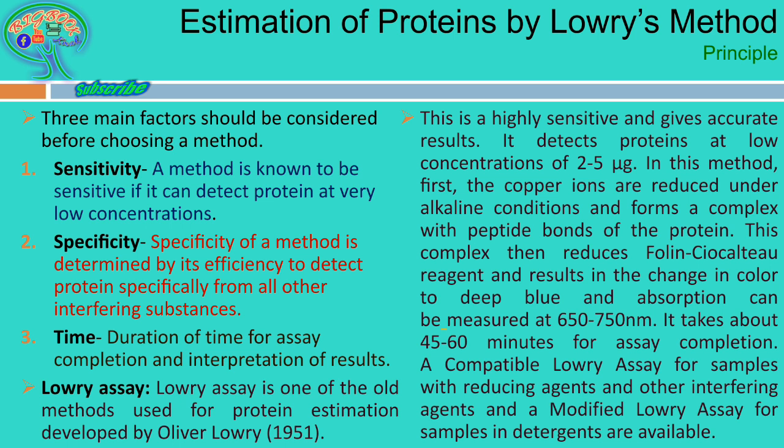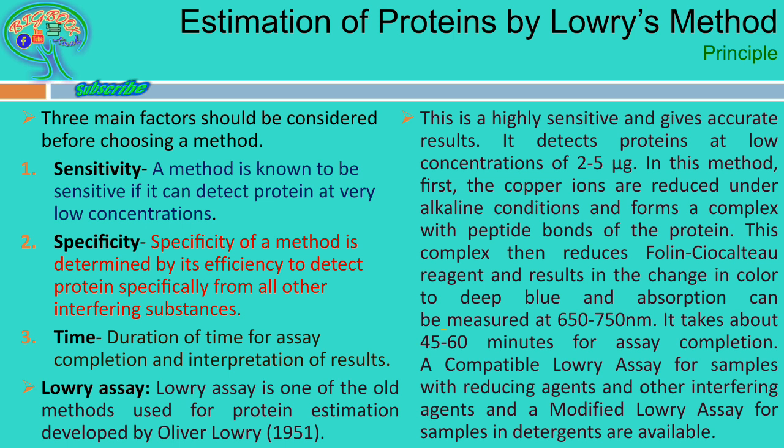Now discussing the principle for Lowry's method, which is one of the methods to estimate the proteins present in a sample. Before the principle, we have to discuss three points considered to be the main factors. The method should be very sensitive, it should give specificity of the reaction, and the time duration of the experiment should be minimal.